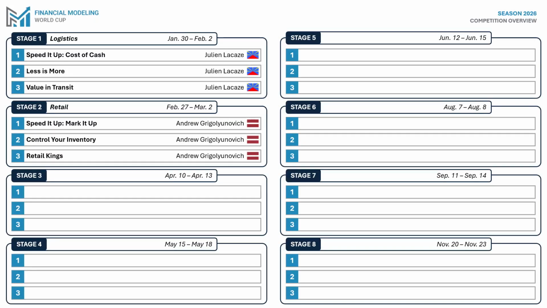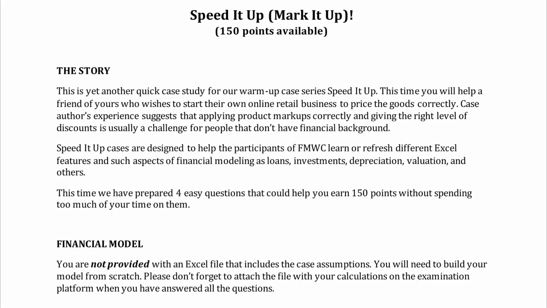We have just wrapped up the second stage of this year's Financial Modeling World Cup. This stage was based on the theme of retail. All three cases were written by Andrew Grigolyunovich, and in this video we're going to take a look at the first case called Mark It Up. Now this case is about a friend who's going to start their own retail business, and we are going to help them price their goods correctly.